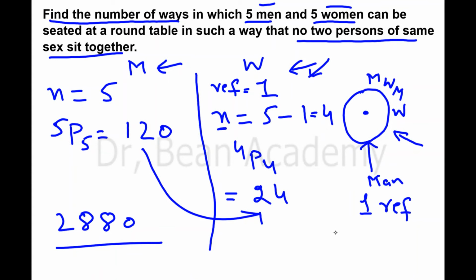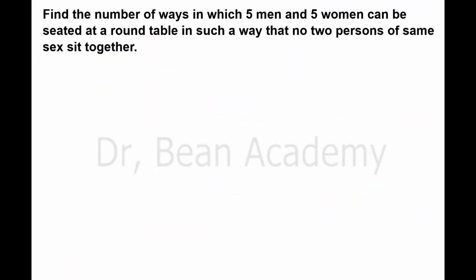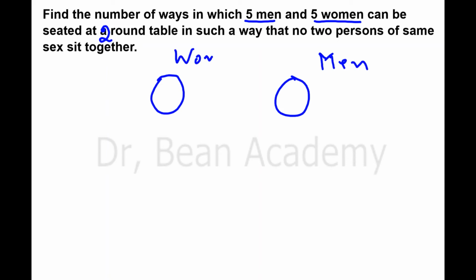I told you that when there are two different groups, if they want to sit at the same table, you need only one reference. But just suppose you face a problem in which they say that 5 men and 5 women can be seated at two round tables. So there are two round tables. One is for men, another is for women. So now they want you to calculate how many permutations are possible.